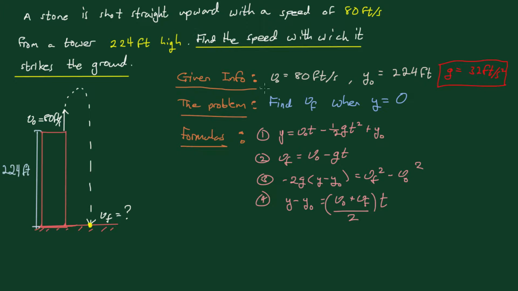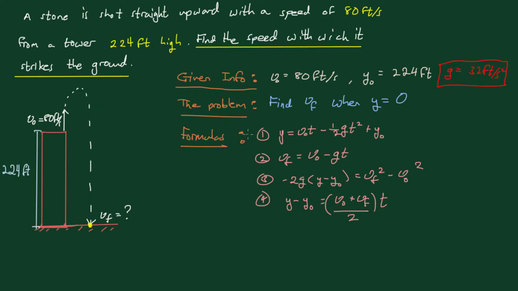Right, so our given information is the initial velocity, first of all. V0 is equal to 80 feet per second. Y0 is equal to 224 feet. Now remember, when our units are in feet, we have to keep in mind that the gravitational acceleration, the rate at which an object accelerates due to gravity, is 32 feet per second squared. So the problem asks us to find the final velocity v sub f, when y is equal to 0.